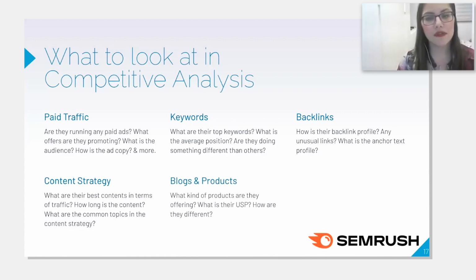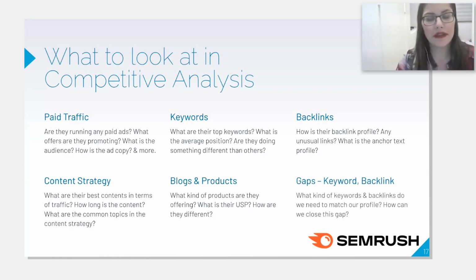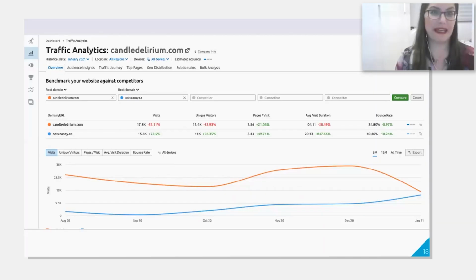And of course, also, what kinds of products are they trying to sell, and what is their unique selling point? For them, we saw it's luxury candles. How are they different from my other competitors or from me? And finally, we're going to talk about gaps, the keyword gap and the backlink gap. We're going to try and minimize the gap and see what the opportunities are for me to get. And this all can be done with just 5 clicks, which is amazing.